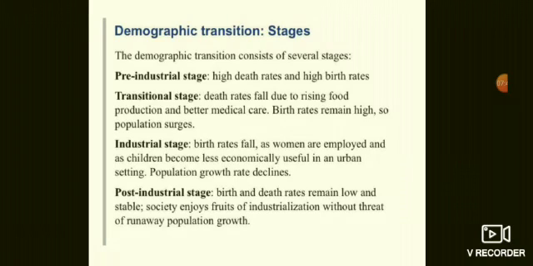Now the third is called the industrial stage. Birth rates fall as women are employed and children become less economically useful in an urban setting. Population growth rate declines. And the last is the post-industrial stage. Birth and death rates remain low and stable. Society enjoys the fruits of industrialization without the threat of runaway population.